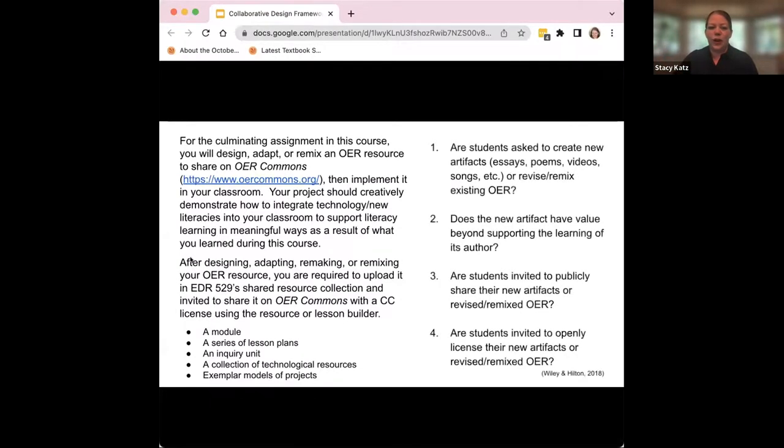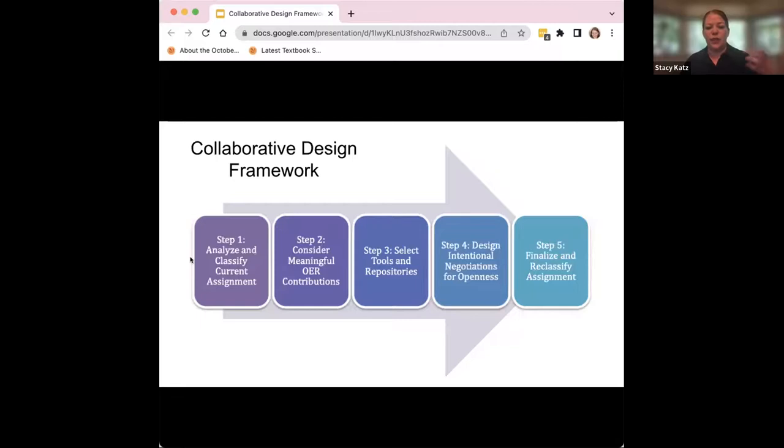So when we thought about our process, we came up with this framework, thinking back on how we got from where she was to where she wanted to be. In the first step, we went back to that Wiley and Hilton criteria, and we analyzed and classified her assignment. Her assignment was actually living in that space of constructionist. Then the next step was to consider what would be a meaningful OER contribution within her field.